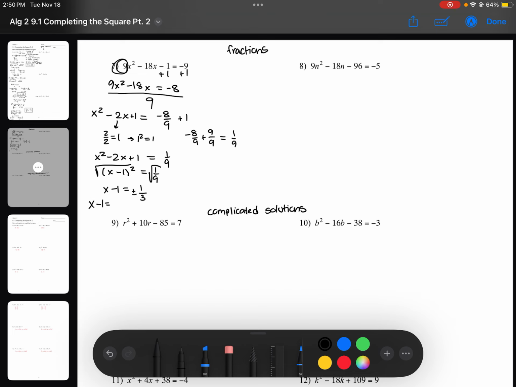So I have x minus 1 equals 1/3. Plug into your calculators, what's 1/3 plus 1? 4/3 would work. Or you're going to have x minus 1 equals negative 1/3. Plug into your calculators, what is 1 minus 1/3? You're adding over a 1. You should end up with 2/3. So your solution set for this, x could be 2/3 or it could be 4/3.